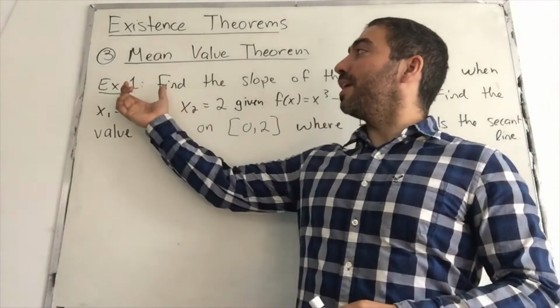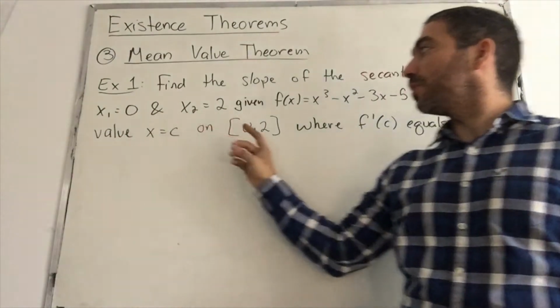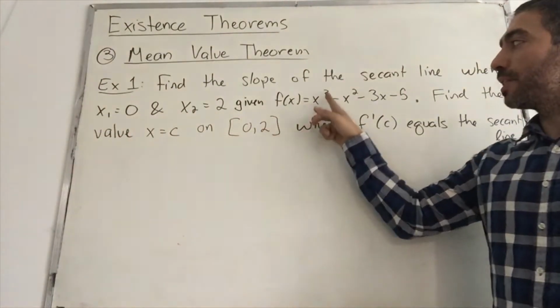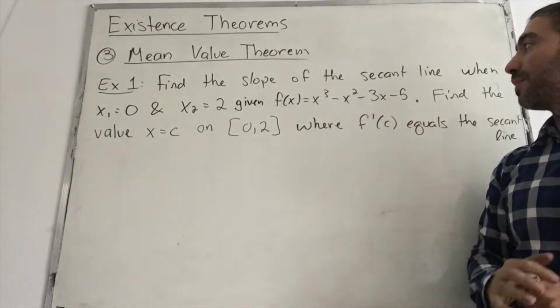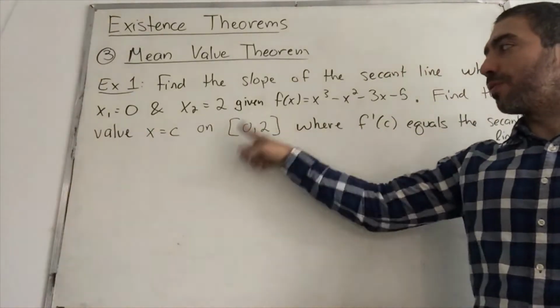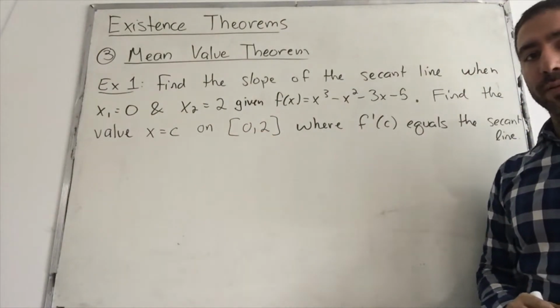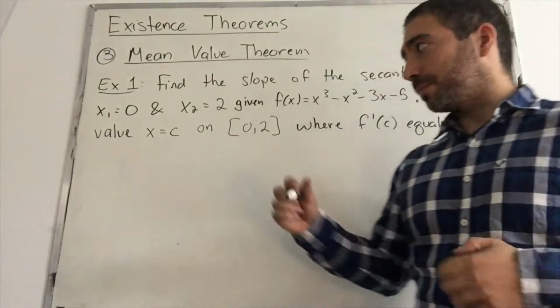So in this example over here, we have to find the slope of the secant line when x1 equals 0 and x2 equals 2, given the function f of x equals x cubed minus x squared minus 3x minus 5. And then we have to find the value x equal to c on the interval from 0 to 2, where f prime of c equals the slope of the secant line. So let's go ahead and do that.